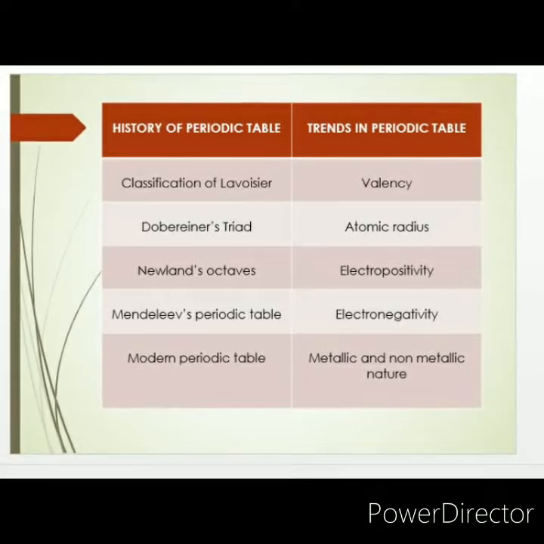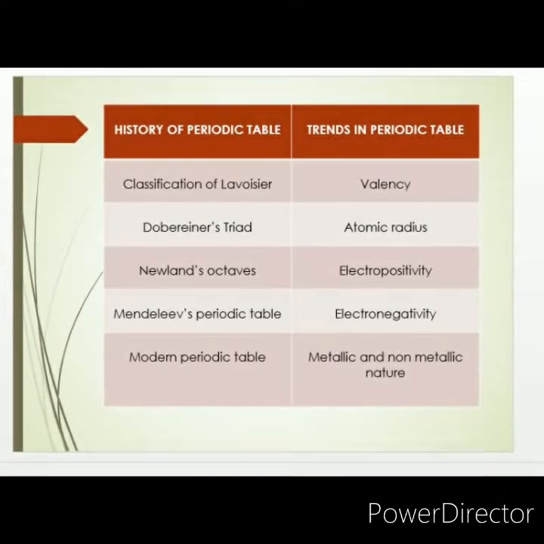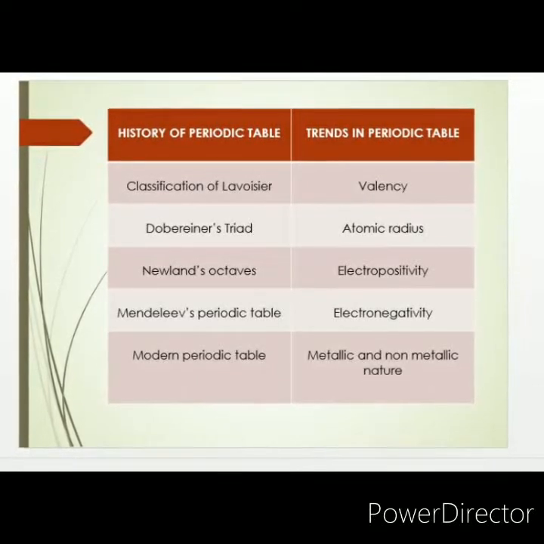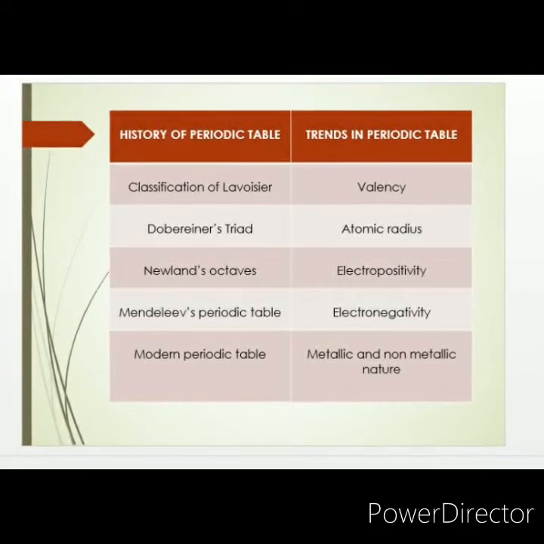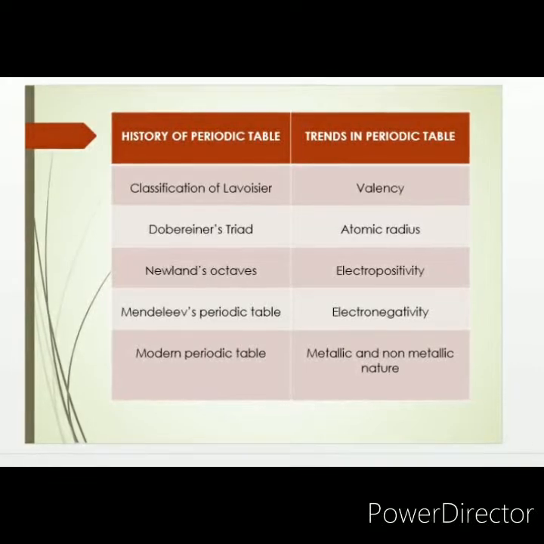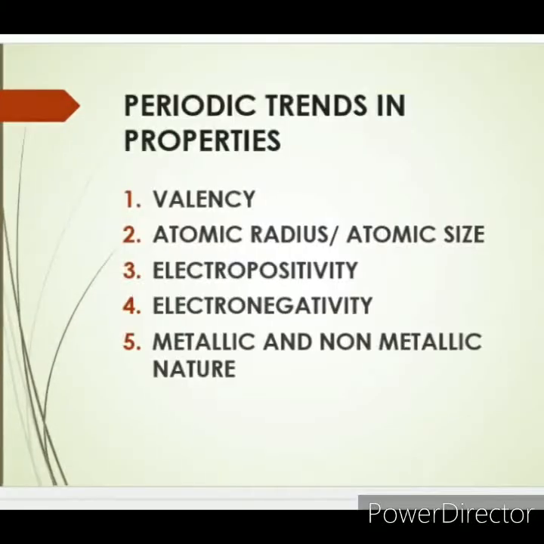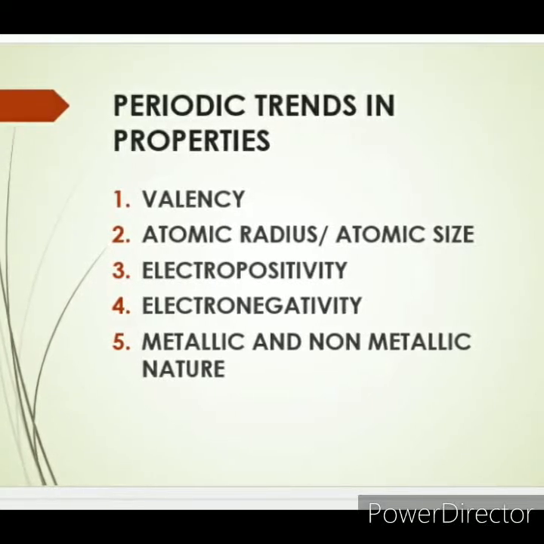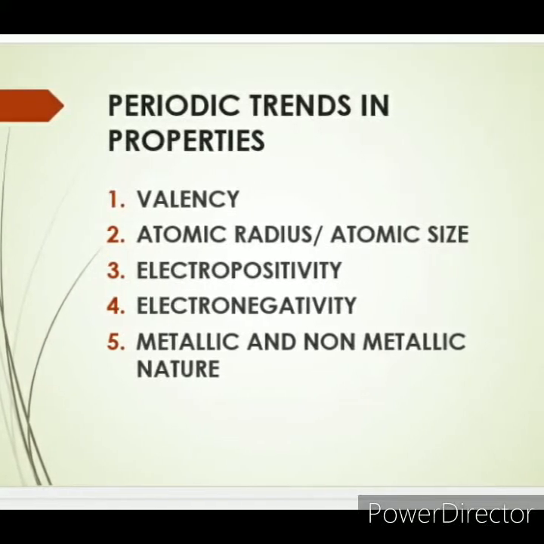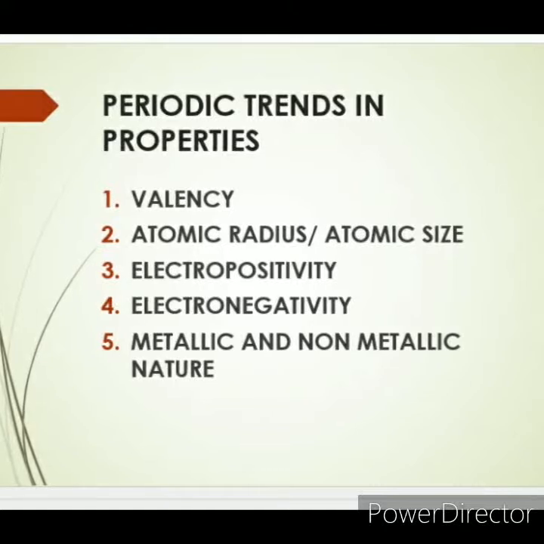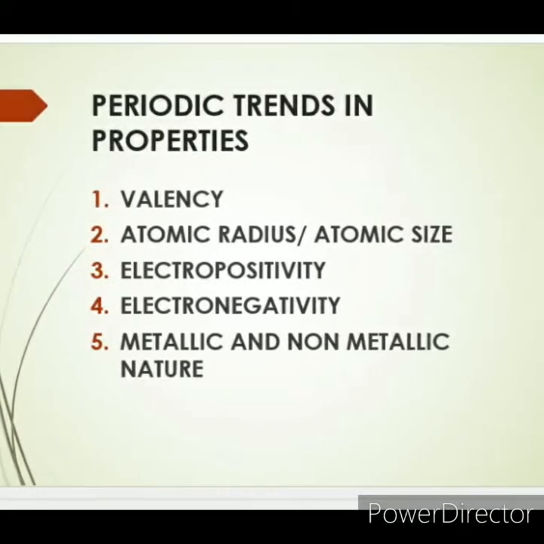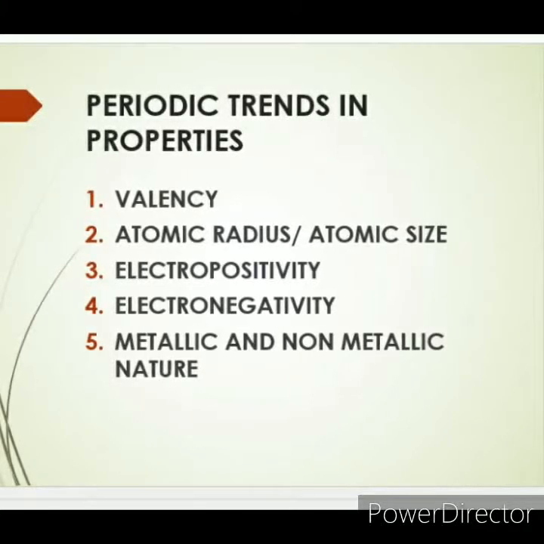And the second topic is trends in periodic table. We are going to discuss what are the trends in valency, atomic radius, electropositivity, electronegativity, and metallic and non-metallic nature. Okay, so as we have already said, these are the topics we are going to discuss. First of all, we are going to discuss what is the periodic trend in atomic radius or atomic size.